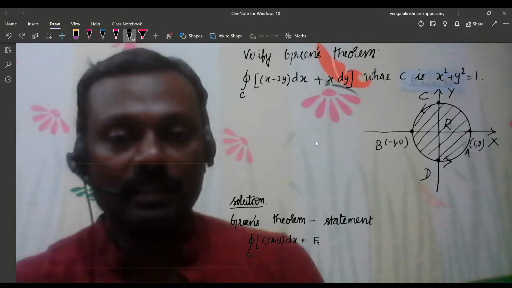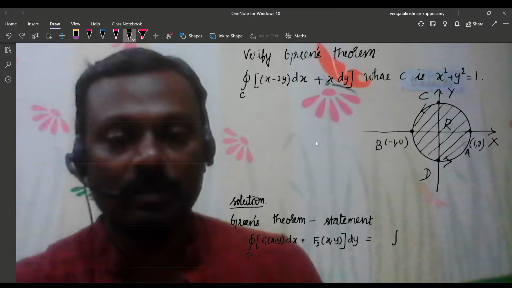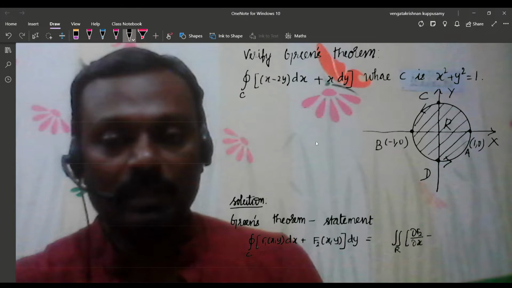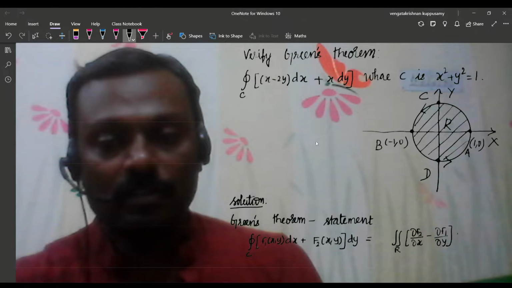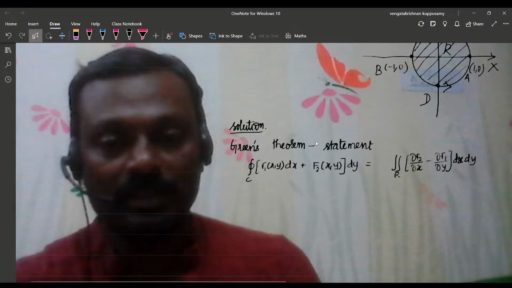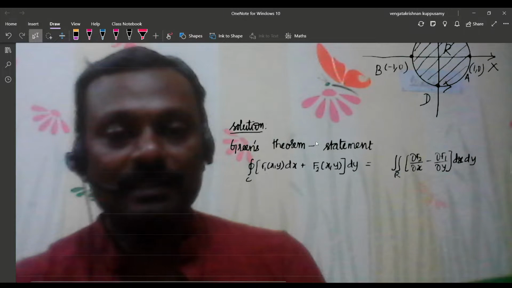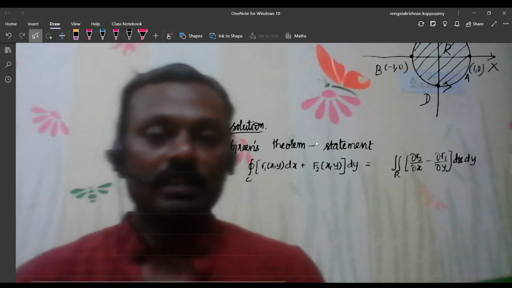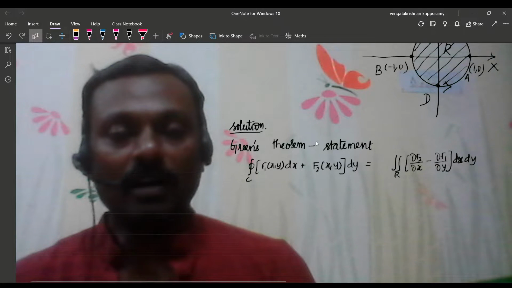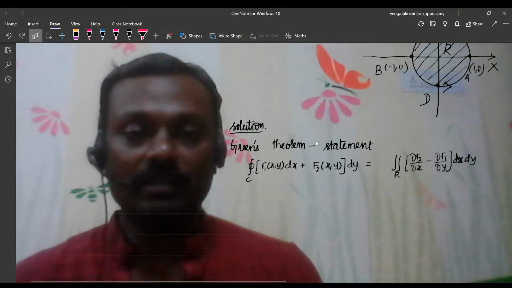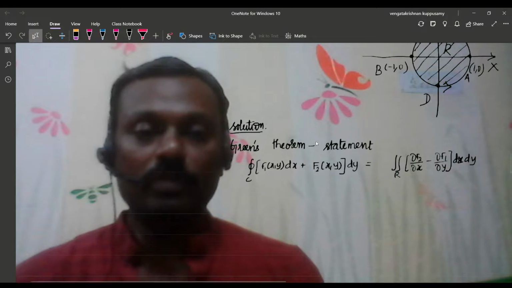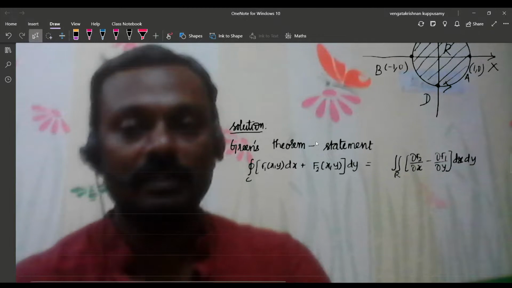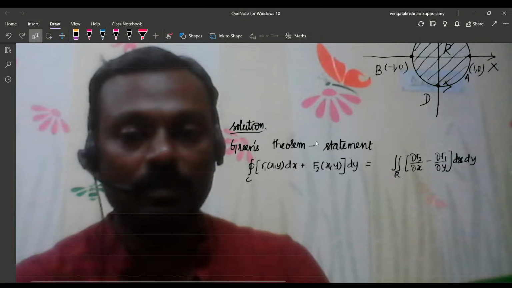It states that the integral over C of f1(x, y) dx plus f2(x, y) dy is equal to the double integral over R of (∂f2/∂x minus ∂f1/∂y) dx dy, where C is the boundary of the circular disk and R is the region enclosed by the boundary, that is the unit circle x squared plus y squared equals 1.